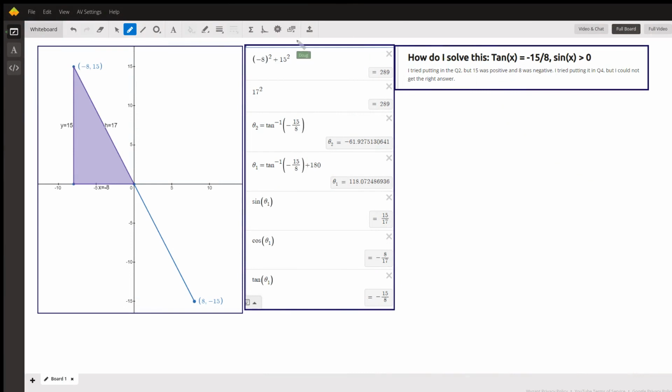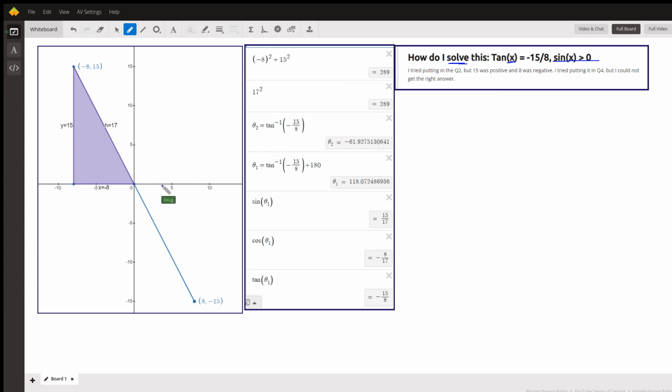Okay, it's not 100% clear what is meant by this. Solve this. Normally that would mean find the angle that has a tangent of negative 15/8, given that the sine of x is greater than 0. Okay, so there's two places where the tangent of some angle is negative 15/8.